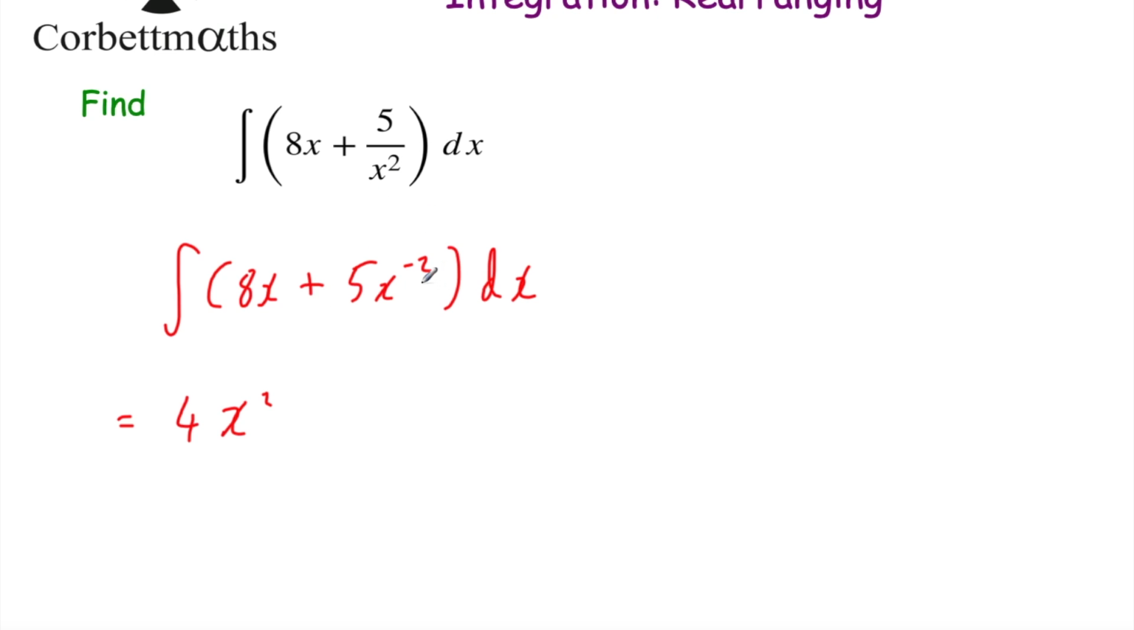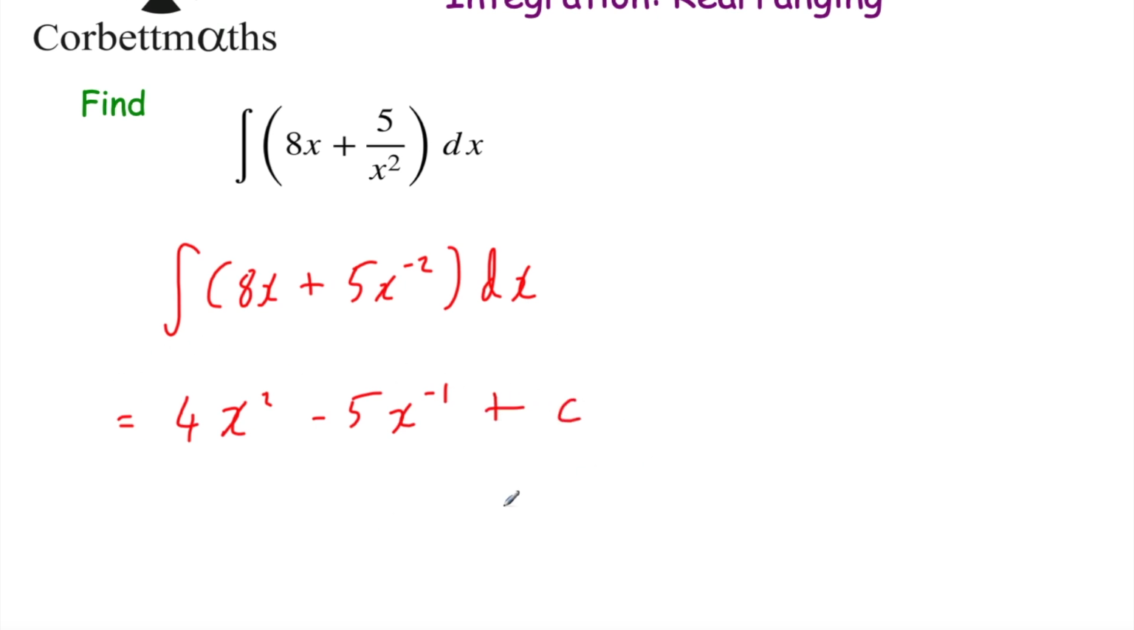Then we're going to integrate this. So we're going to increase the power of x by 1. So it's going to be x to the power of negative 1 because it was negative 2, and if you add 1, you get to negative 1. And then we're going to divide by the new power. 5 divided by negative 1 will be negative 5. So negative 5 x to the power of negative 1. And then remember the plus c.